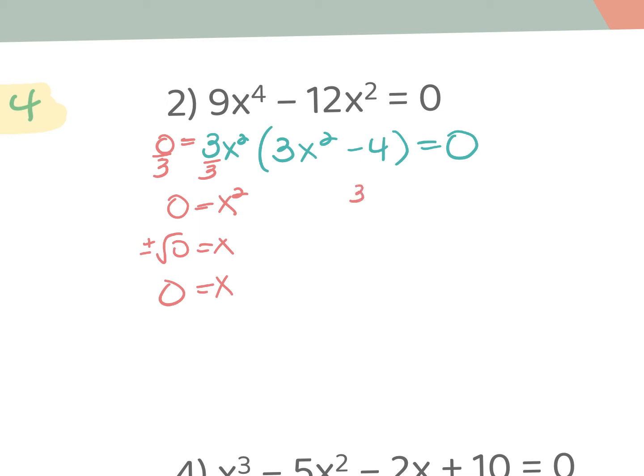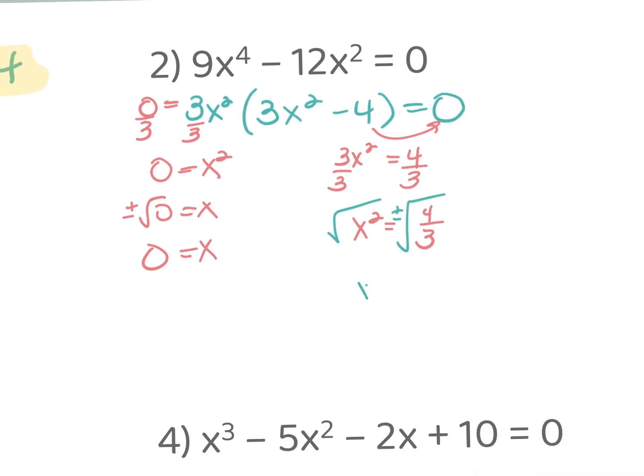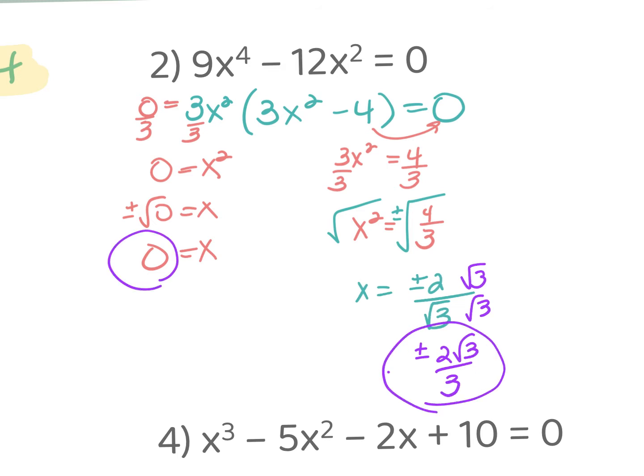On the right-hand side, I'd have to move the 4 over, 3x squared equals 4. Then divide by 3, x squared equals 4/3, square root, putting that plus and minus in the front. I get x equals plus and minus the square root of 4, which is 2, over square root 3. Can I leave it like that? Nope, you got to do what? Rationalize it. So I multiply by the square root of 3 in both the top and the bottom, and I get plus and minus 2 root 3 over 3. So my solutions are 0 and plus and minus 2 root 3 over 3.